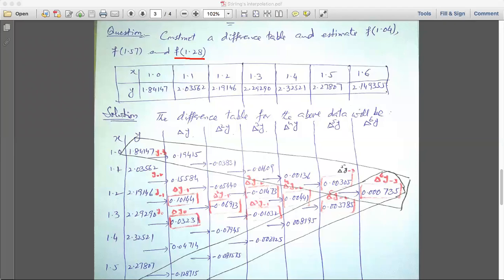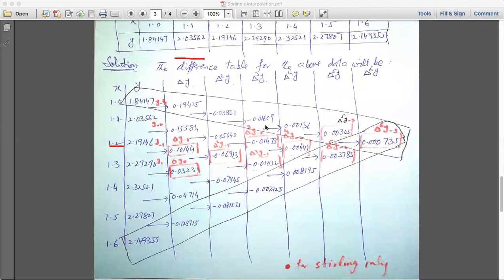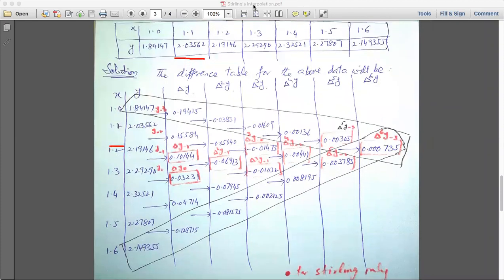Write the values of x. X के तमाम values को आप लिखेंगे. As you can see here, these are all the values of x. ठीक है. After that, we will write the values of y. Y के तमाम values आ जाएंगे हमारे पास. These are the values of y. ठीक है. Next, we will find delta y.